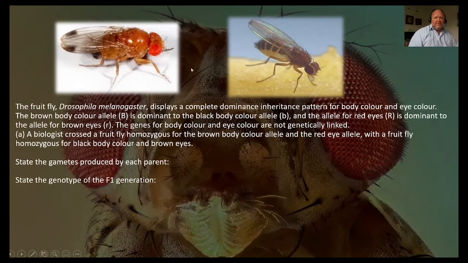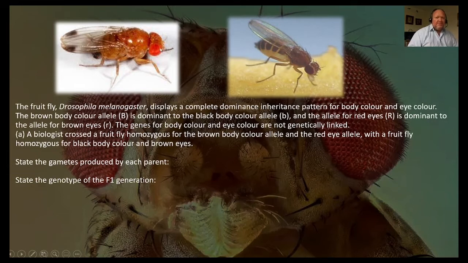So here we have the fruit fly, Drosophila melanogaster. It displays complete dominance. In other words, there's no co-dominance and no incomplete dominance here, for the pattern of body color and eye color. The brown body color allele B is dominant over the black body color allele little b. And the allele for red eyes is dominant to the allele for brown eyes.